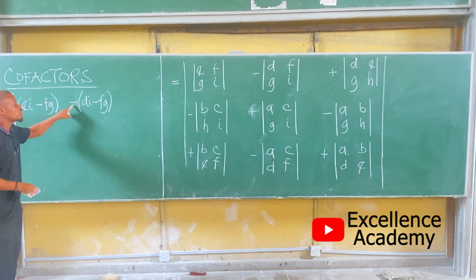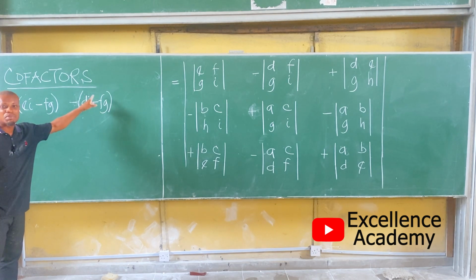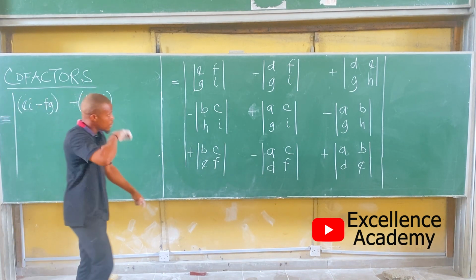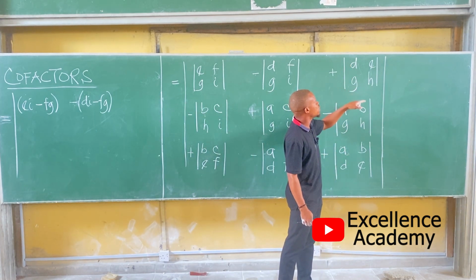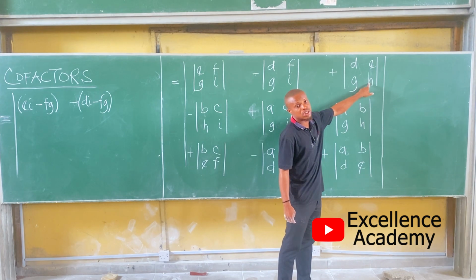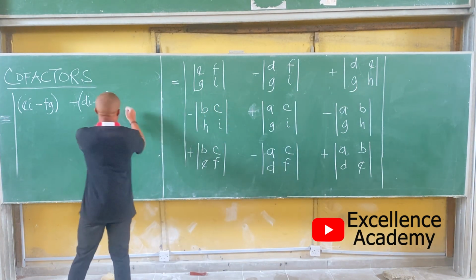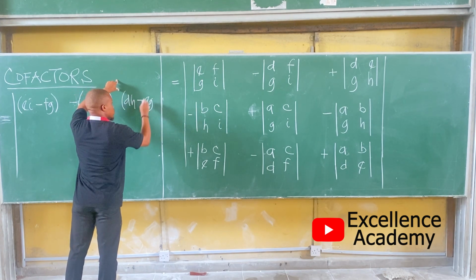Mind you, there's a minus sign. If I'm to simplify, I simply multiply everything inside the bracket by the minus sign. Next up, I'm having a plus there. So I'm having plus. The determinant here is what? D times H, DH minus EG. So I'm having DH minus EG.